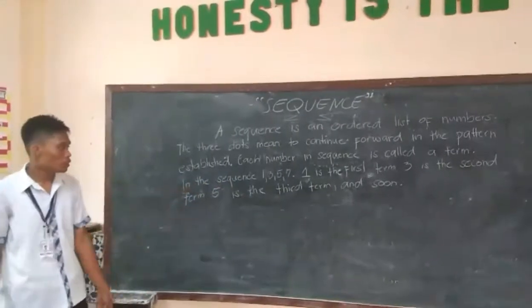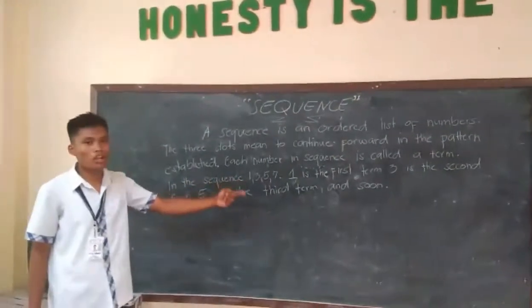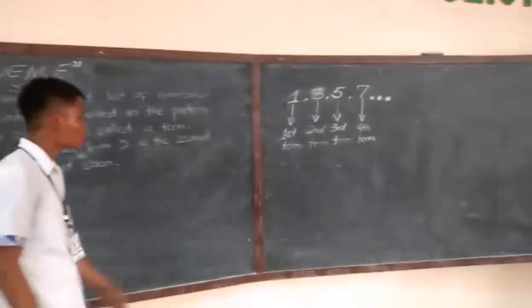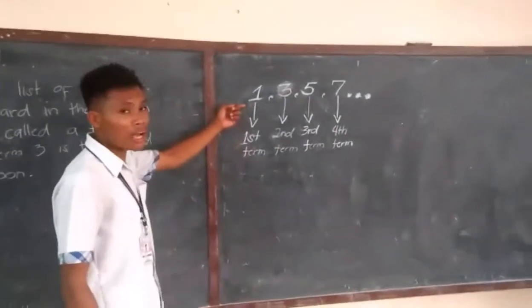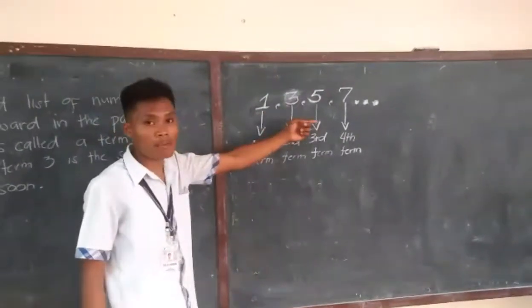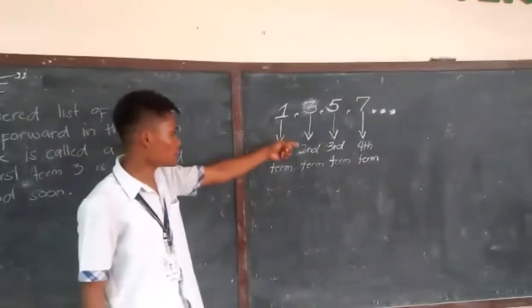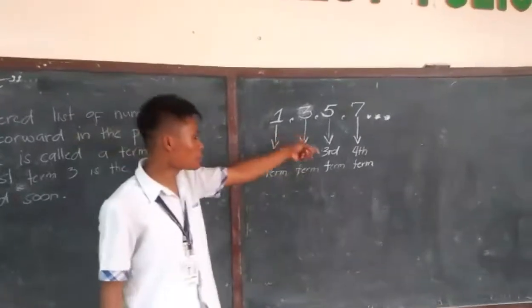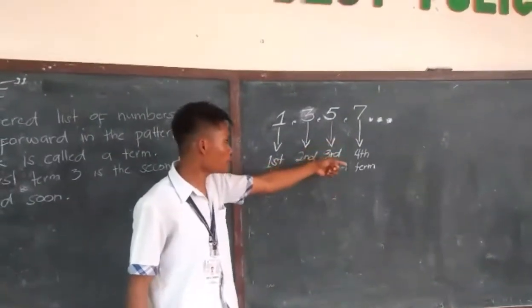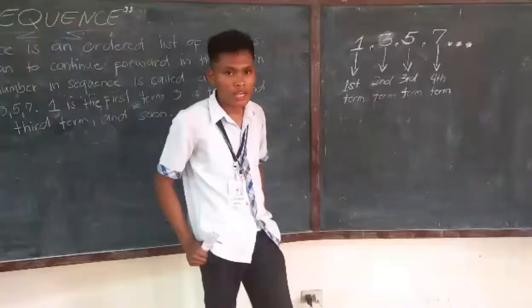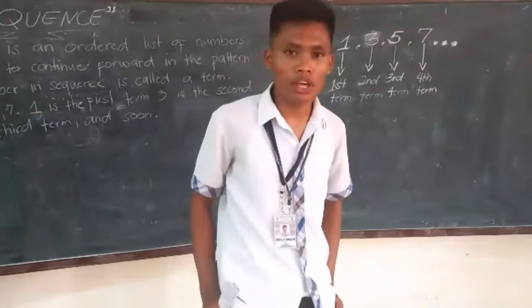Pattern established. Each number in a sequence is called a term. In the sequence 1, 3, 5, and 7, 1 is considered the first term, 3 is the second term, 5 is the third term, 7 is the fourth term, and so on. How can you apply this sequence in real life?